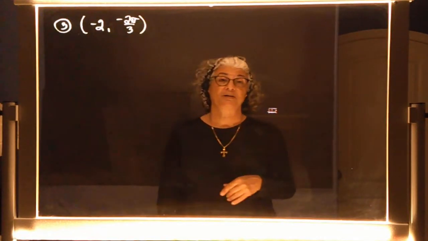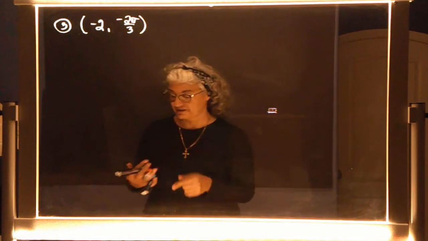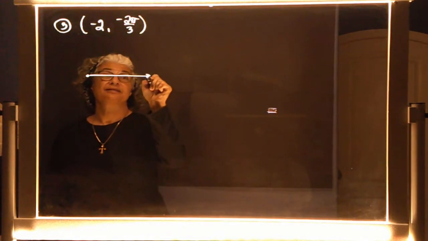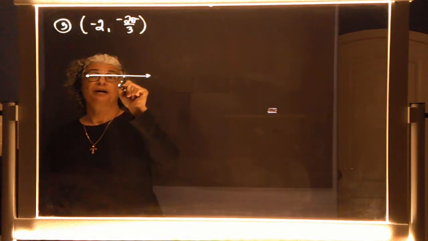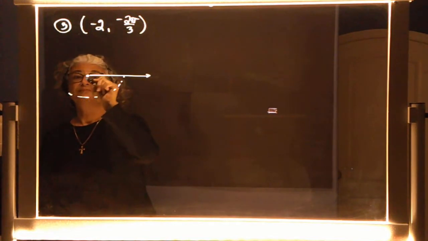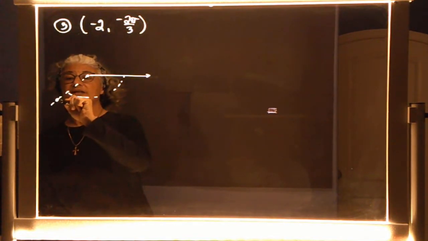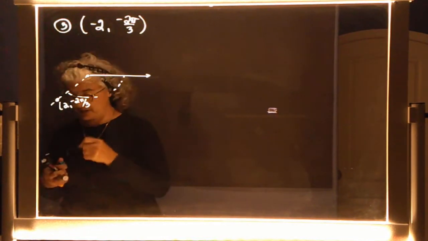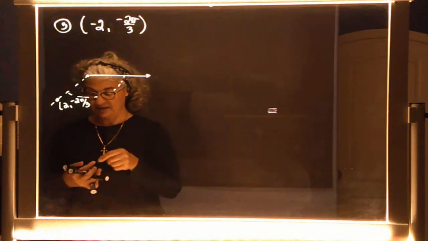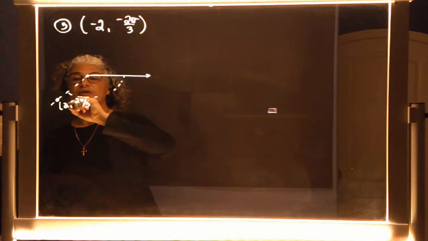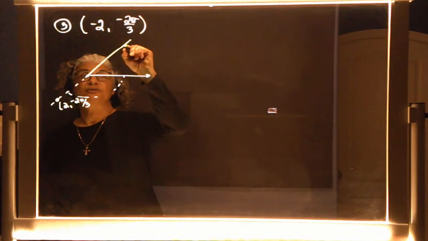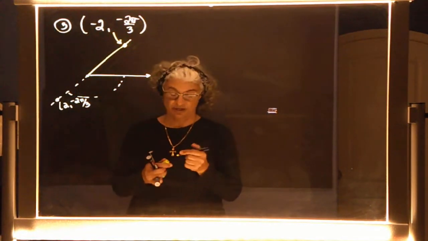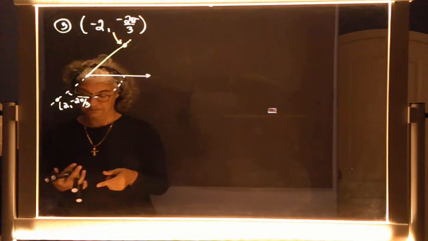Okay, let's look at this third problem. Same directions. First thing they want us to do is graph it. So when we graph it, here's the pole, here's the polar axis. We would have gone negative 2 pi over 3. And this would have been positive 2, negative 2 pi over 3. But they don't want a positive 2 distance, they want a negative 2 distance. So here's where this point ends up, right? Negative 2, negative 2 pi over 3. Good? Okay.